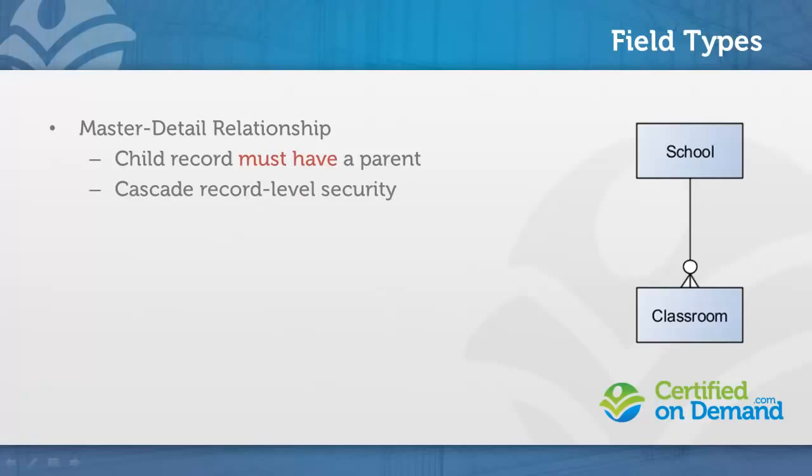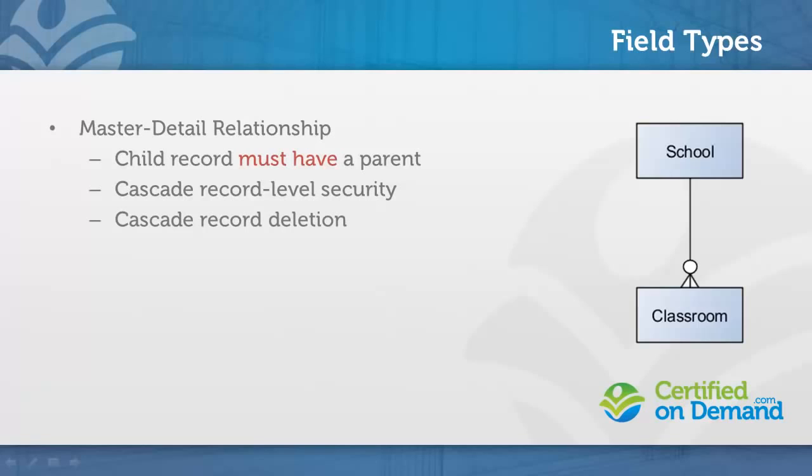Child records inherit record-level security from their parent, so if a user can view a school record, then they would also be able to view the associated classroom records to that school as well. They do still need access to read the classroom object, however. So if the user doesn't have read access to the object on their profile, they could potentially see the school and no classrooms, but if they have read access to the classroom object, if they can see the school record, then they will be able to see all associated classroom records.